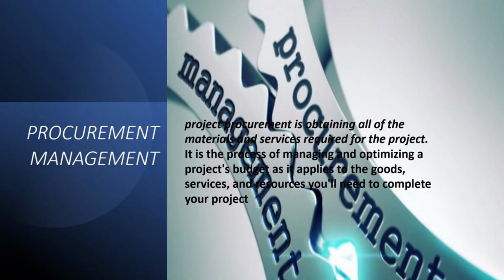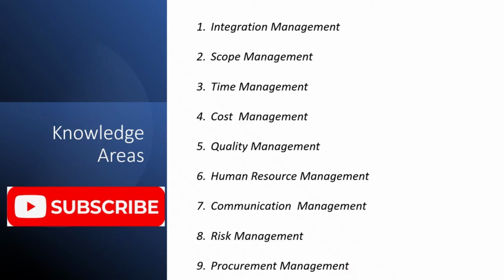Procurement management. Procurement management is obtaining all of the materials and services required for the project. And it is not just about obtaining the materials and services, it also involves the process of managing and optimizing the project budget as it applies to these goods and services, and also the resources that are needed for the project. So, these are the 9 knowledge areas of project management.